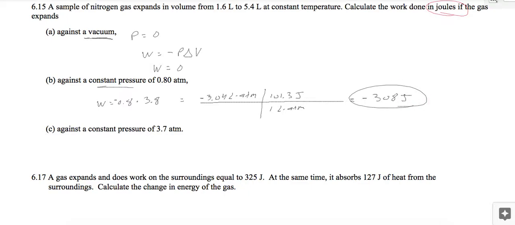That gets us an answer of negative 308 joules of energy. Do the same thing, but with 3.7 atmospheres, and we end up with negative 1424.3 joules of energy for this one. All right.